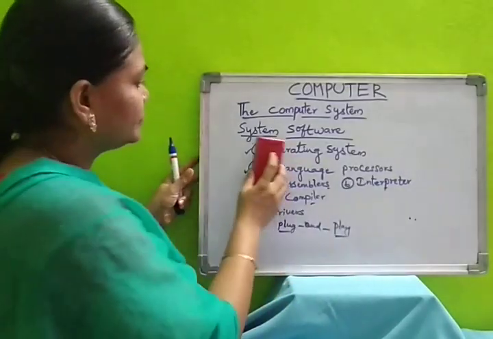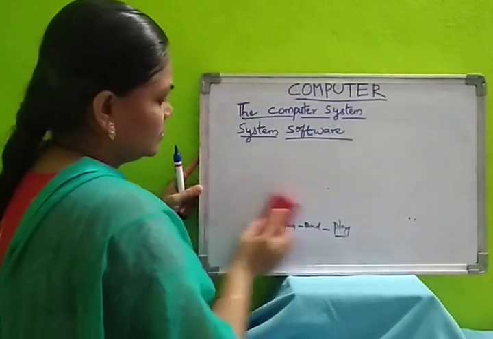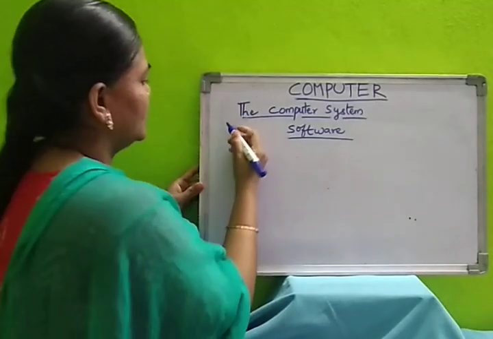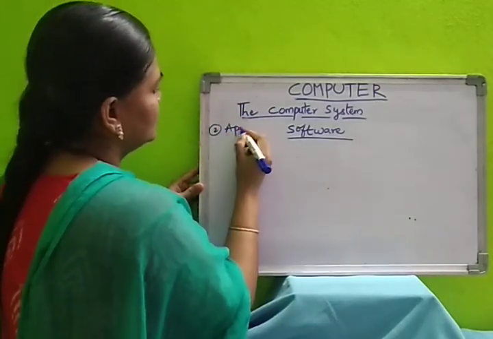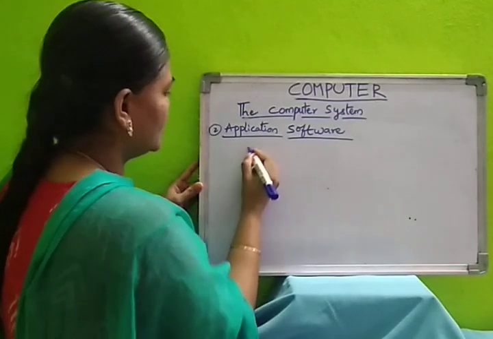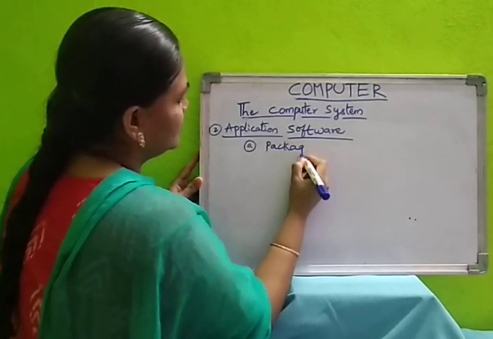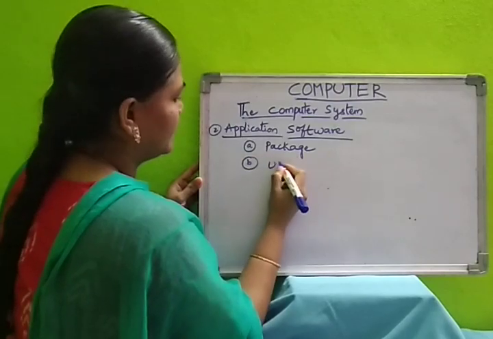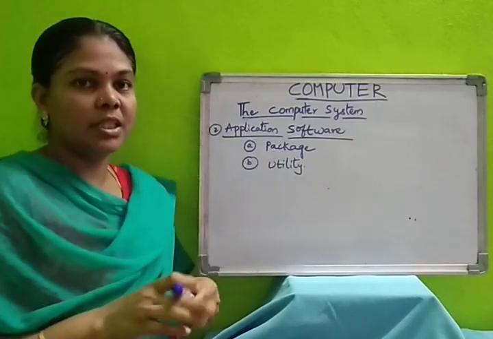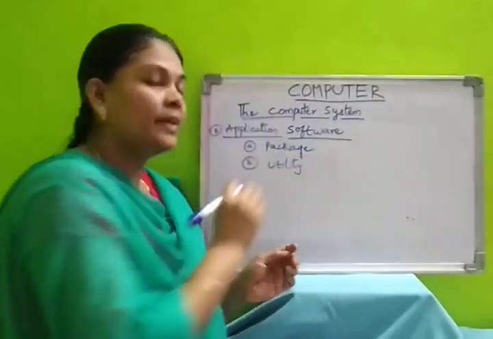Okay. So next, application software. The second one is application software. In this application software, we have two types. One is package, another one is utility. A package is a set of applications which have different uses.